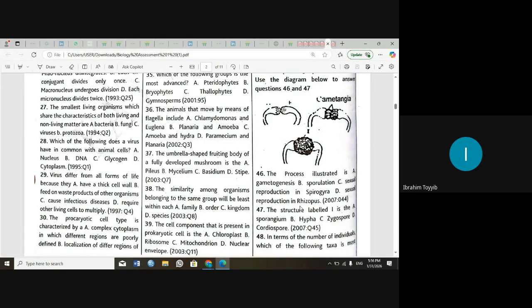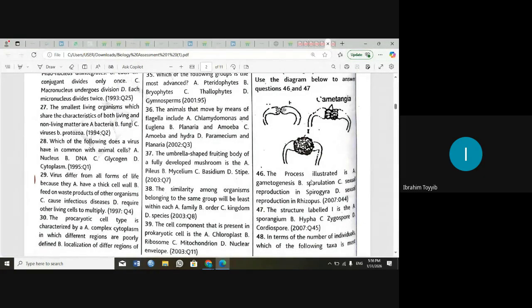So now look, Rhizopus is an example of fungi. Anything that you see like this, you know that is fungi. So this is sexual reproduction in Rhizopus. This is the suspensor, and this is the gametangia that has to do with gametophyte.